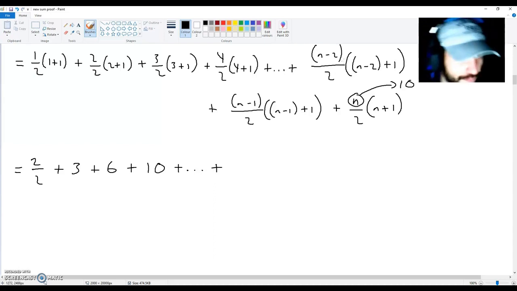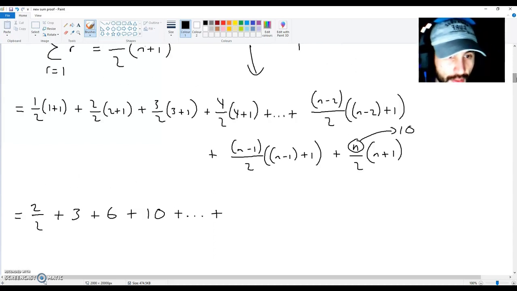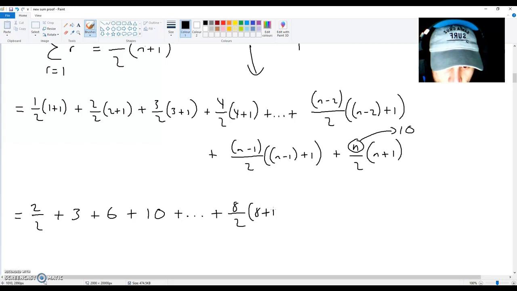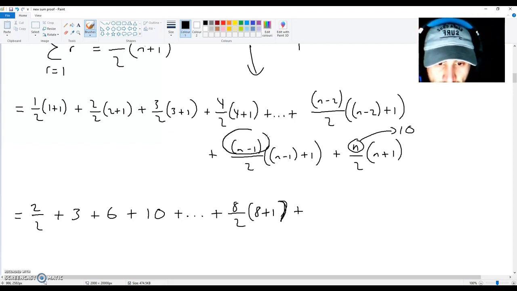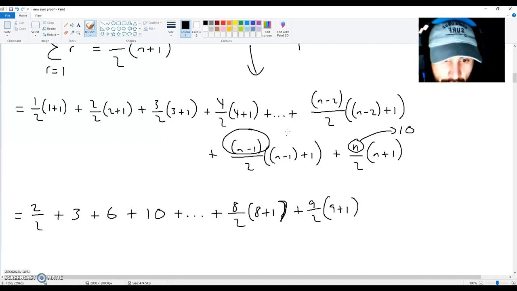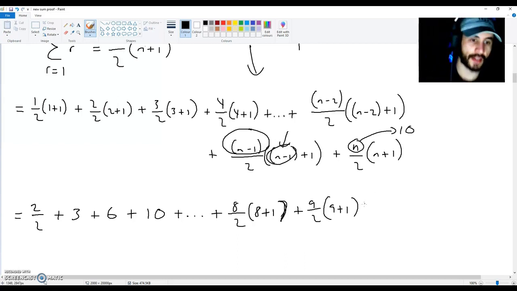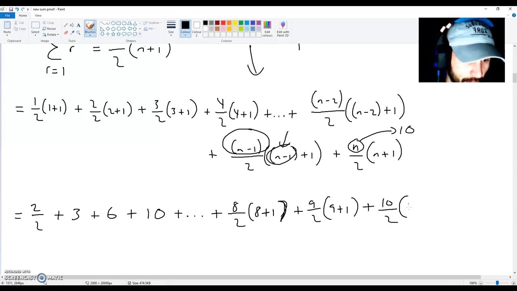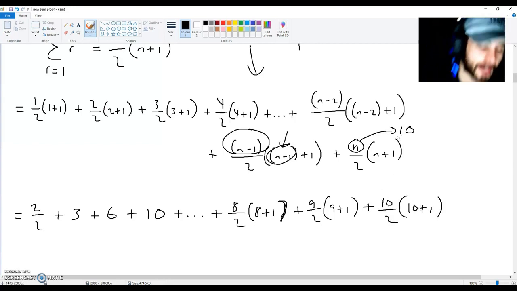Then over here, because we've got n minus 2, we've actually got 8 over 2 multiplied by 8 plus 1. Then we have plus n minus 1 is 9, so 9 over 2 multiplied by 9 plus 1, because n minus 1 is 9, like I've just said. And we have plus 10 over 2 multiplied by 10 plus 1, because n is equal to 10.